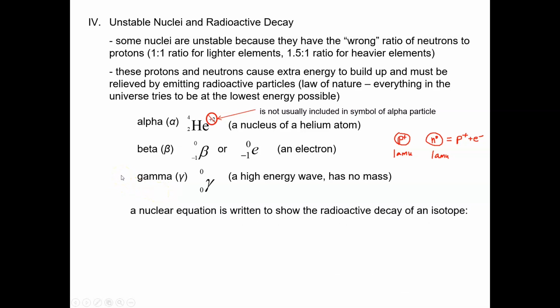So if we wanted to write out what we call a nuclear equation, this would show the radioactive decay of an isotope. Now you're going to need a periodic table. You're going to need to be looking at your periodic table as we do this. It's going to make a lot more sense if you do that. So here's our example. Let's say that we wanted to write out the nuclear equation for the alpha decay of radium-226. Okay? Alpha decay of radium-226.